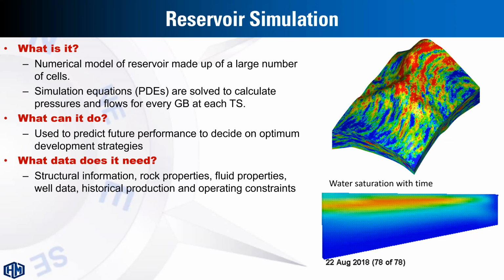Also, fluid saturation for every grid block, and fluid properties. Also, well data or well completion, well trajectory are also required, and also the historical production data and operating constraints. This is generally the data required.